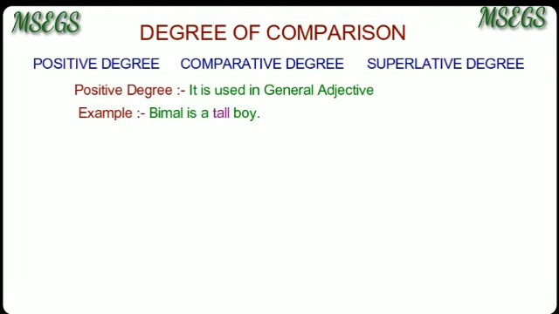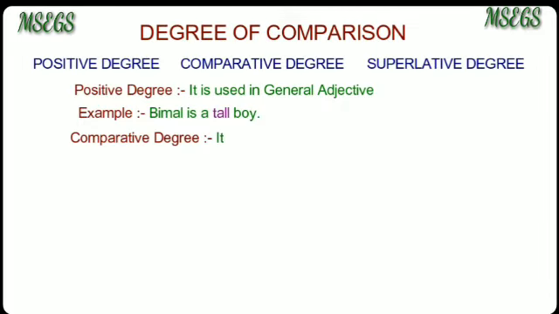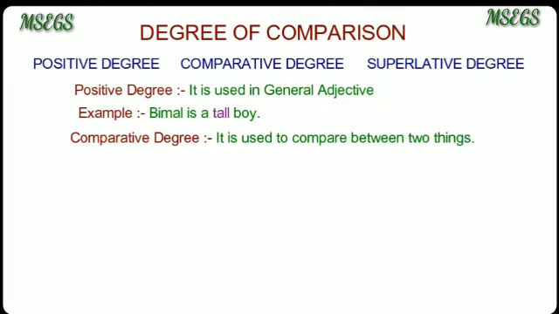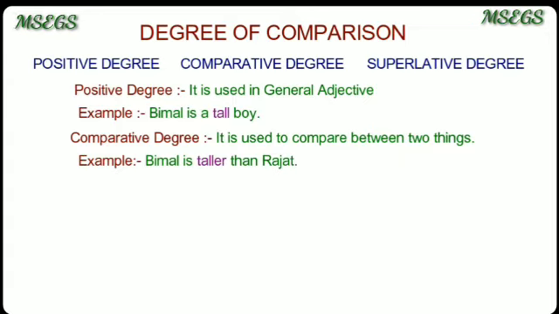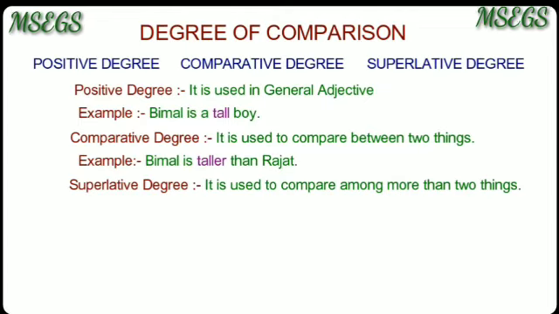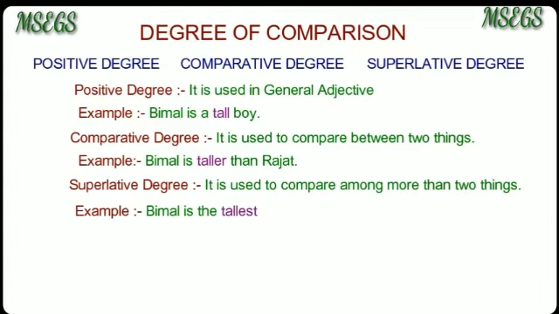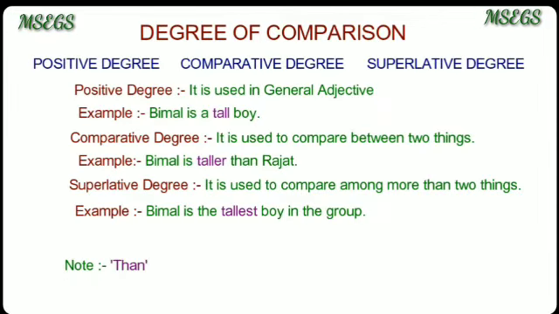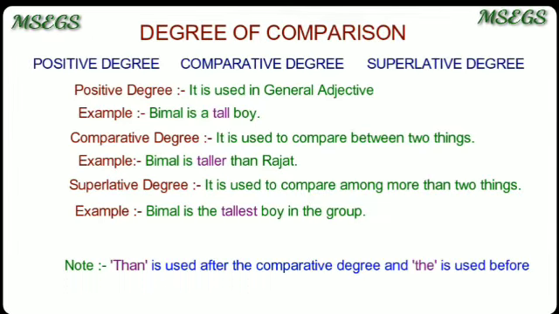So what is positive degree? It is used in general adjective. Example, Bimal is a tall boy. Comparative degree, it is used to compare between two things. Example, Bimal is taller than Rajat. Superlative degree, it is used to compare among more than two things or persons. Example, Bimal is the tallest boy in the group.